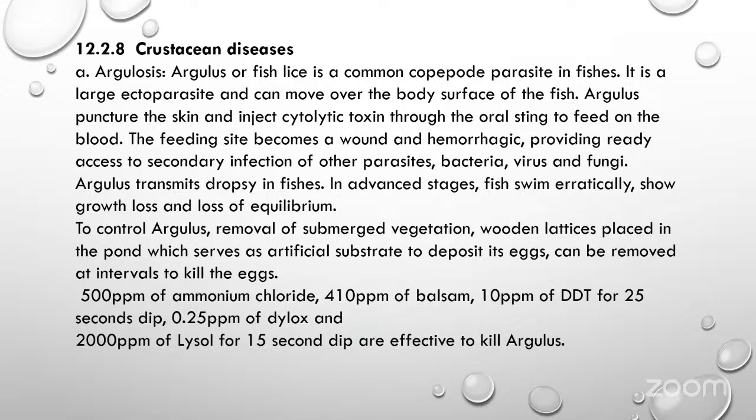How to control this? To control Argulus, remove submerged vegetation. Wooden lattices placed in the pond, which serve as an artificial substrate to deposit its eggs, can be removed at intervals to kill the eggs. 500 ppm of ammonium chloride, 410 ppm of balsam, 10 ppm of DDT for a 25 second dip, 0.25 ppm of Dylox, and 2000 ppm of Lysol for a 15-second dip are effective to kill Argulus.